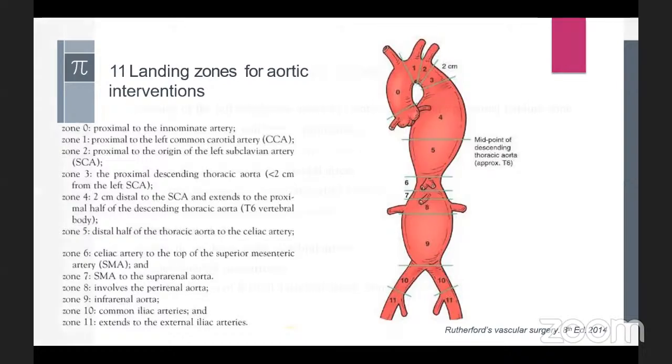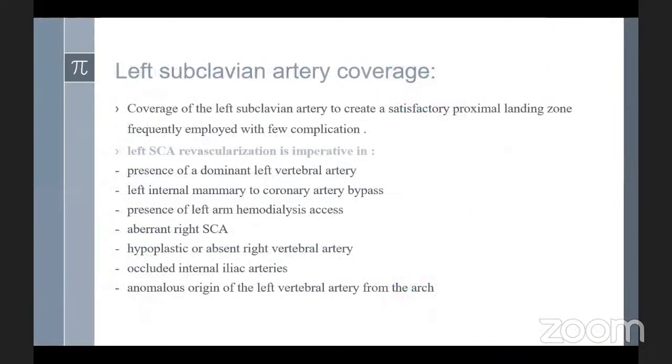So the situations that need revascularization of the left subclavian artery are important in a few indications, like in the presence of a dominant left vertebral artery, or a patient who has had a CABG using the left mammary artery, or in the presence of a left arm hemodialysis access, or in cases of aberrant right subclavian artery or hypoplastic right vertebral artery, or occluded internal iliac artery, or anomalous origin of the left vertebral artery from the arch.